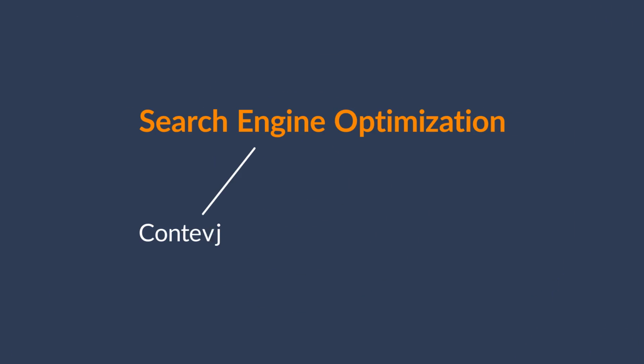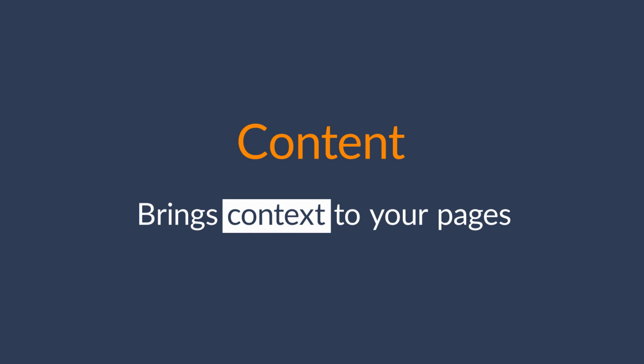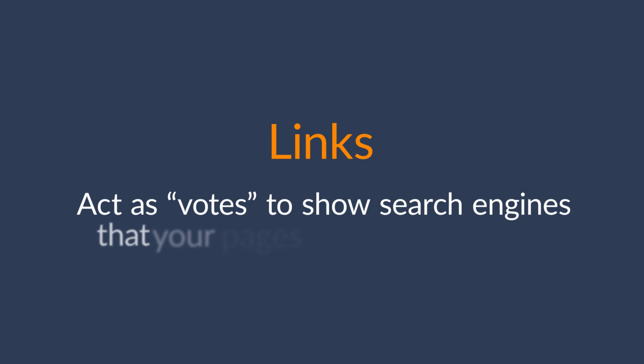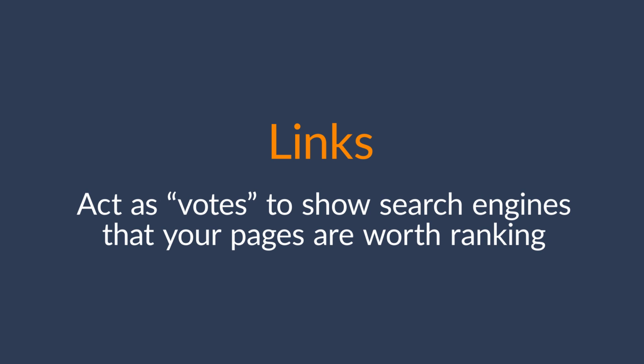In its simplest form, search engine optimization comes down to content and links. And when I say links, I'm talking about both internal and external. Now, content brings context to your pages. Links, on the other hand, act as votes to show search engines that your pages are worth ranking.